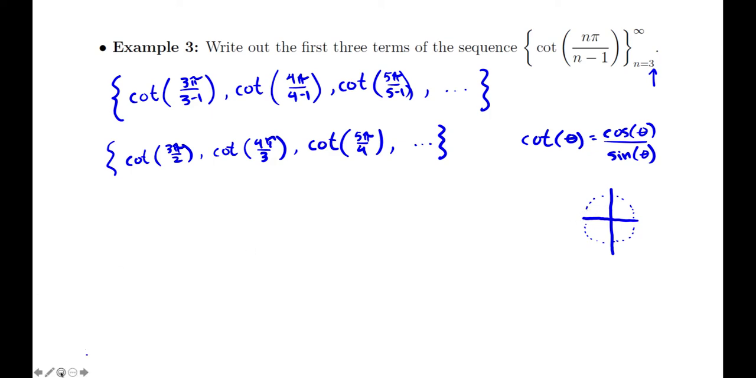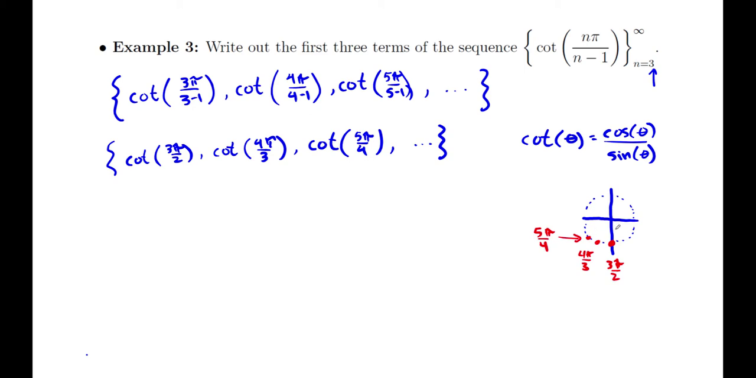So let me try to change the color of my pen here. Let's think about where these angles are. 3 pi over 2, that's all the way down here, that's where we're going to find 3 pi over 2. 4 pi over 3, that's a full pi plus another third of pi, so there's your 4 pi over 3. And then 5 pi over 4 is right there.